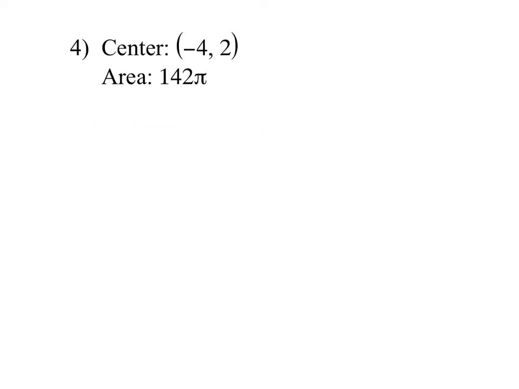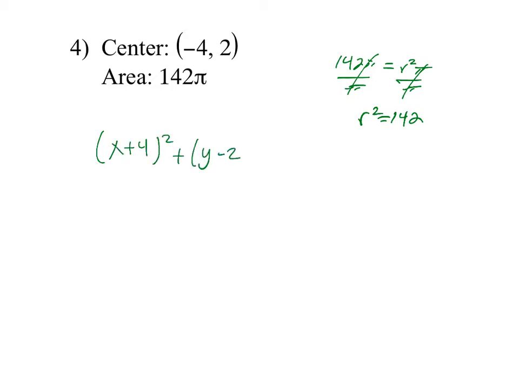The next one, again, I have the area, right? So it is 142 pi equals r squared pi. I can divide by pi on both sides, so I have r squared equals 142. I'm not taking the square root on both sides, because remember that in the equation of the circle, you have equals r squared. So r squared in this case is 142. And that's it. Again, remember the equation of the circle: x minus h squared plus y minus k squared equals r squared. So I have r squared here, r squared here, so it's the same.